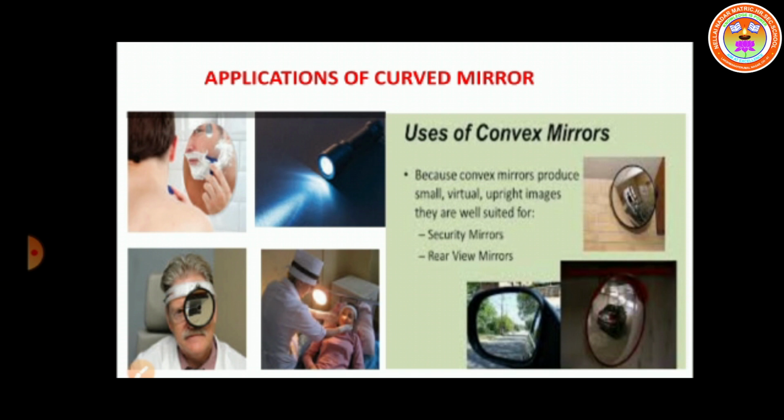They are found in the hallways of various buildings including hospitals, hotels, schools and stores. They are usually mounted on a wall or ceiling where hallways make sharp turns. In schools also we can see these mirrors. They are also used on roads where there are sharp curves and turns. There also we use convex mirrors because they produce small virtual and upright images. They are well suited for security mirrors or rear view mirrors. So these are the applications of the convex mirrors.